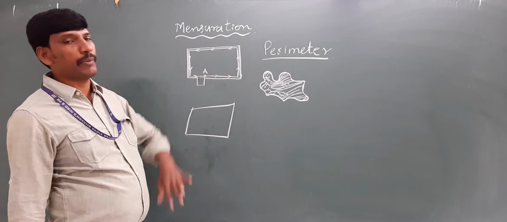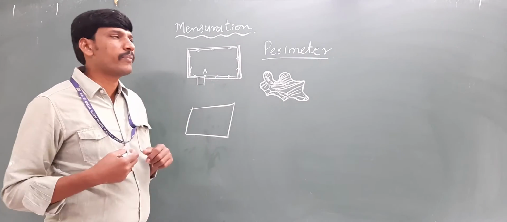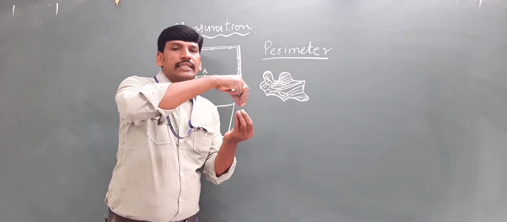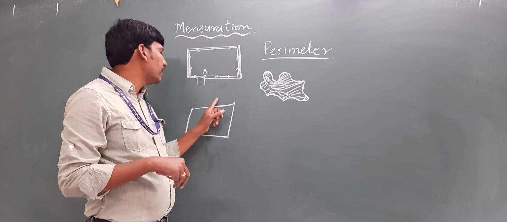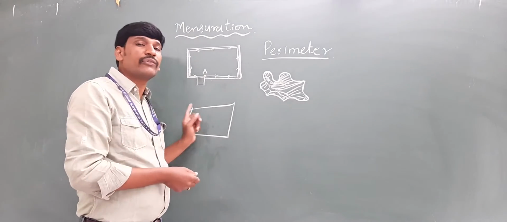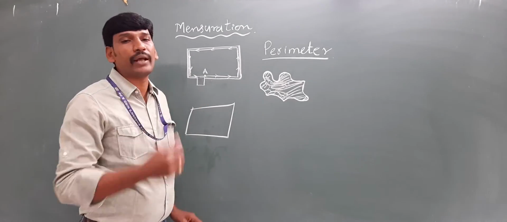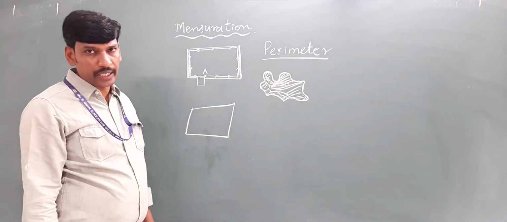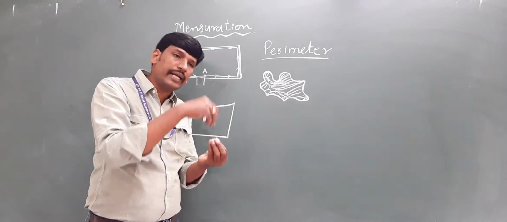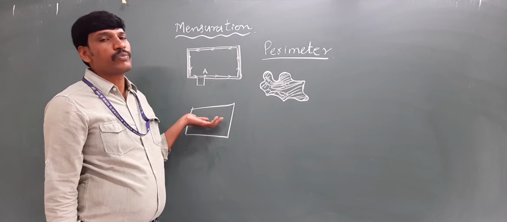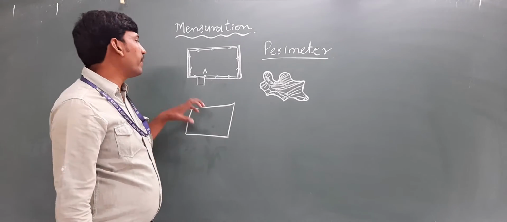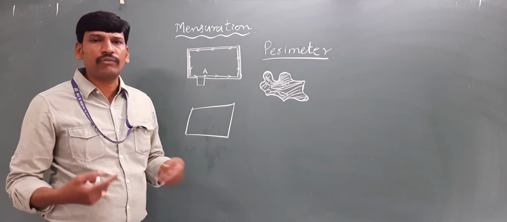I hope you understood what a perimeter is. What is a perimeter? In a simple manner, the sum of the lengths of all the sides of a given closed figure gives the perimeter of the given figure. Okay? So depending on the figure, we have some formulas also.